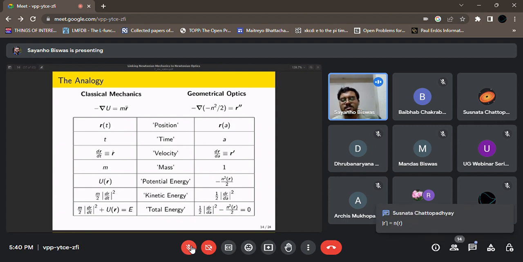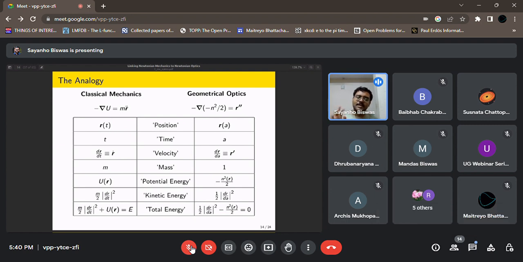Yes, Shusnato pointed it out right. Mod r prime, that is mod dr/dA, is nothing but n, the refractive index. That means this kinetic plus potential energy has to come out to be zero. There are absolutely no other options. You see, mod dr/dA is n, so it is n squared by 2 minus n squared by 2. There is some quantity minus the same quantity, and it gives you 0. Okay, that is why.